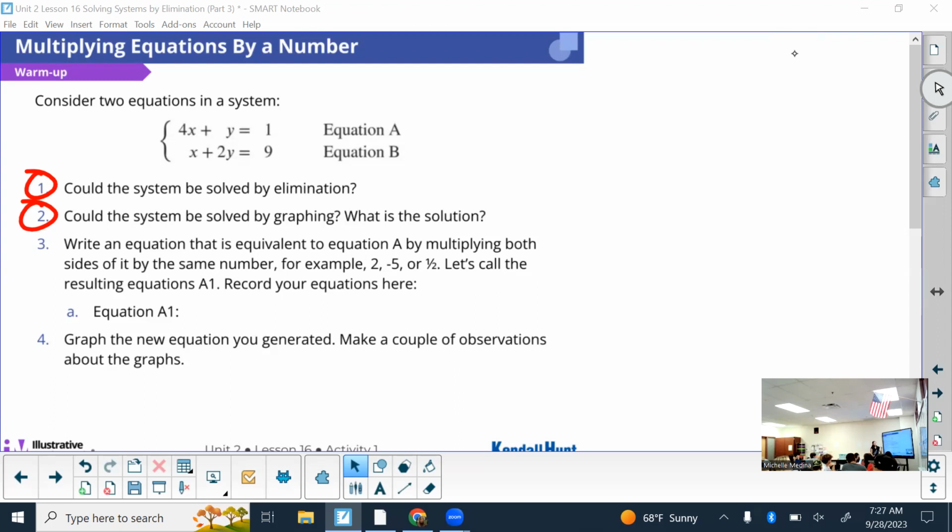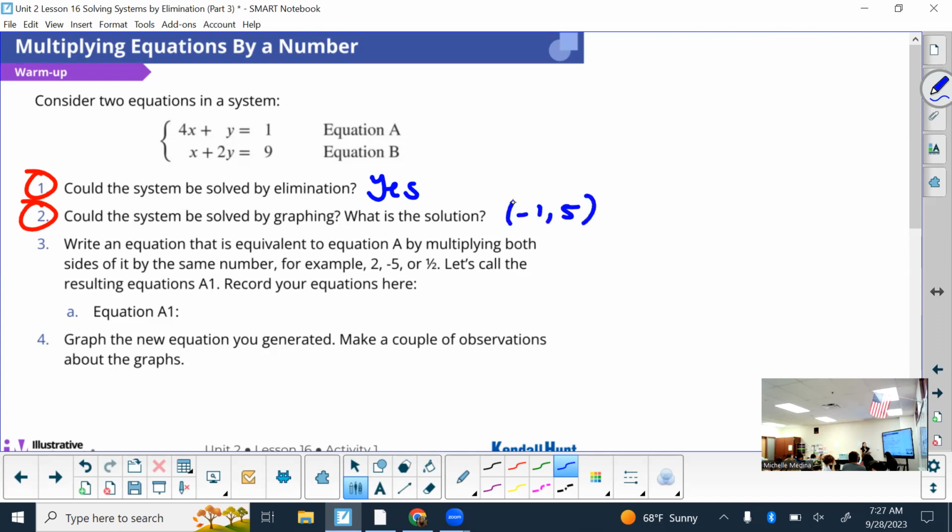Okay, so technically, yes, it can be. You just might not know how to do it yet. You might have learned it in a previous year. Now, it definitely can be solved by graphing. What is the solution when you solved it by graphing, Josiah?